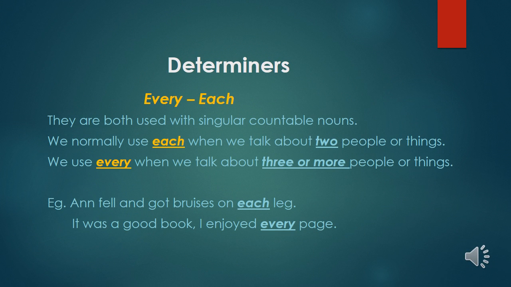And now let's start with the second part of the lesson. Determiners. Every, each. They are both used with singular countable nouns. We normally use each when we talk about two people or things. We use every when we talk about three or more people or things. For example, Anne fell and got bruises on each leg. It was a good book. I enjoyed every page.